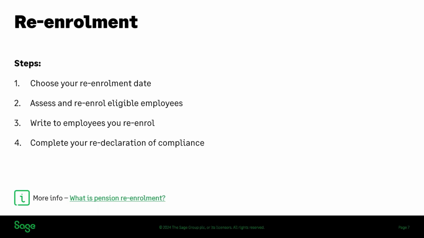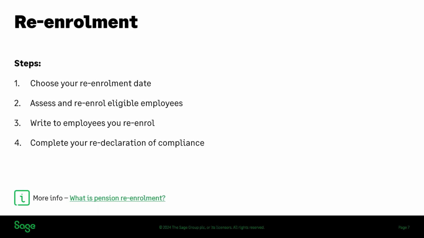Step 3 is to write to the employees that you've re-enrolled, explaining that they've gone back into the pension scheme. And then step 4 is to complete your redeclaration of compliance. And we have a handy guide outlining these steps with a bit more detail available in our help center, and you can find that following the link on the slide.